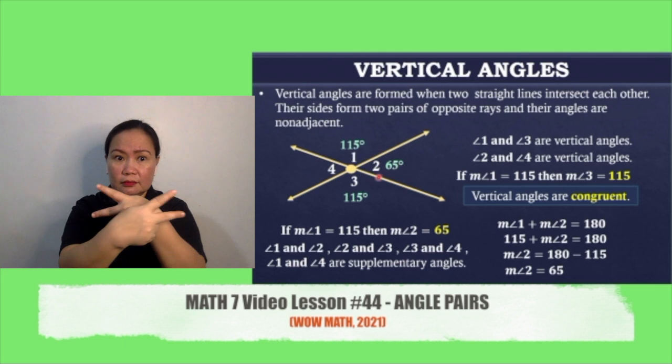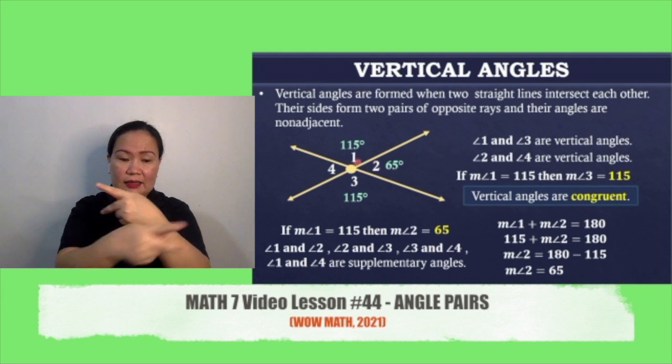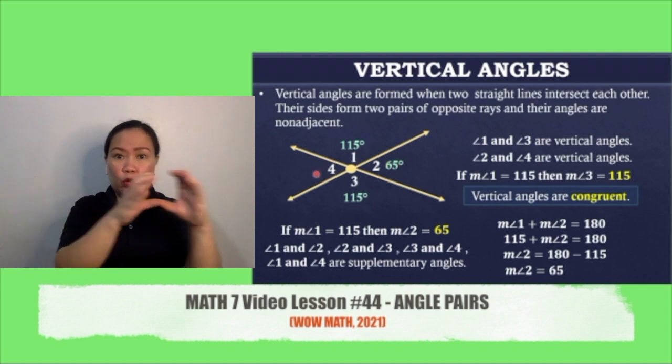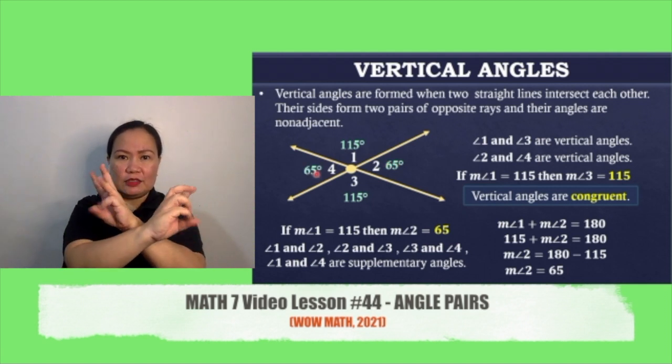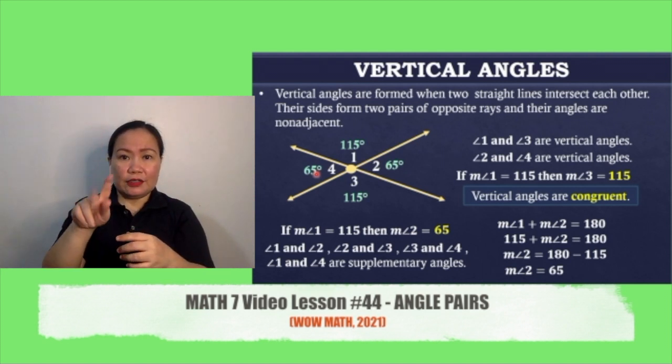Alright, so this is, if the measure of angle 2 is equal to 65, therefore, ano ito? Pwede nyo po i-apply ito. Vertical angles are congruent. So, therefore, this is also 65. Okay? So, ito po yung concept ng vertical angles. Tatandaan that the vertical angles are always congruent.